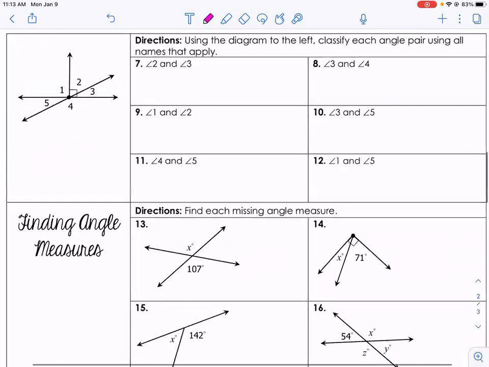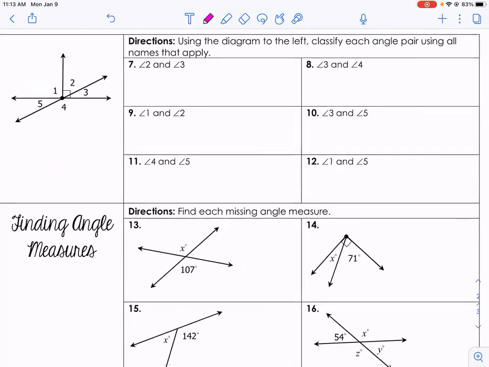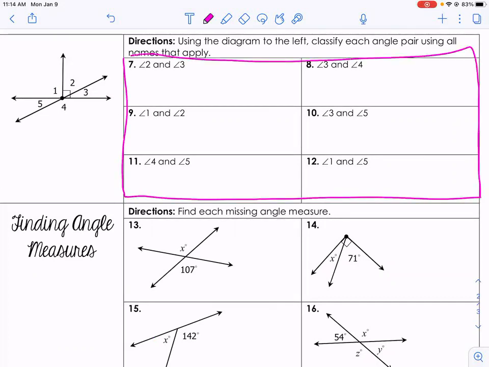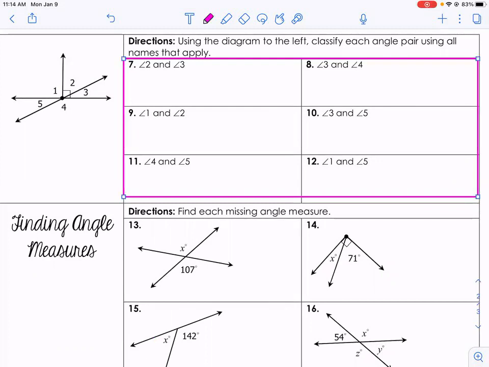Okay, I am going to give you 2 minutes to work with your elbow partner on 7 through 12. I believe in you. All you have to do is the same thing we just did. Are they adjacent, complementary, supplementary, vertical?